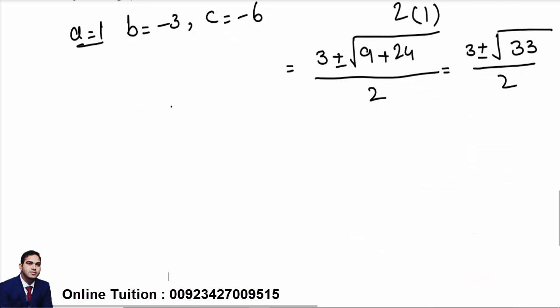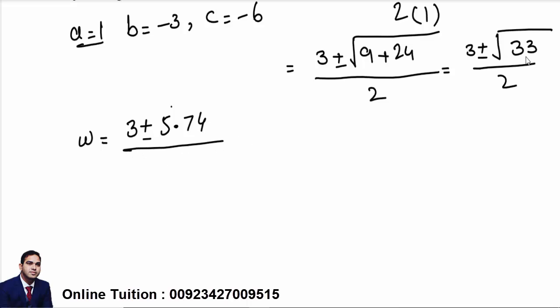So w is equal to 3 plus minus 5.74, which is the answer of the square root of 33. Means when you find the square root of 33, this is 5.74. Okay, now this is true.